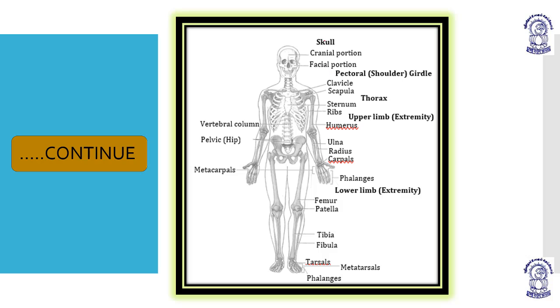This is the picture in which you can see skull. Skull is showing the cranial portion, and the other one is the facial portion. Then these are the girdles, pectoral girdle, attached with clavicle, scapula. Thorax has sternum, ribs. Upper limb: humerus, ulna, radius, carpals, phalanges. In lower limb: femur, patella, tibia, fibula, tarsals, metatarsals, and phalanges. These are metacarpals, pelvic or hip bone, and vertebral column. So all these are the different differentiating structures.